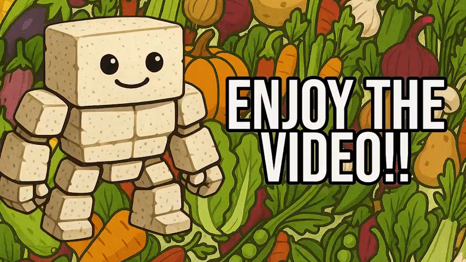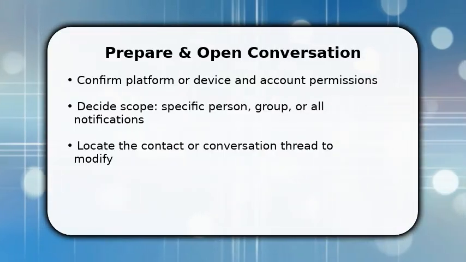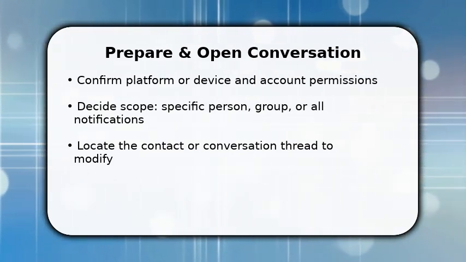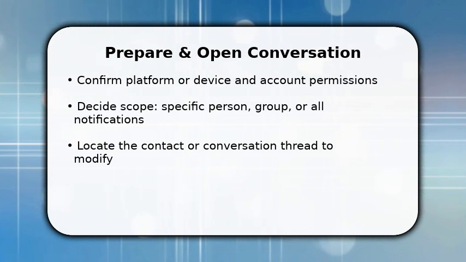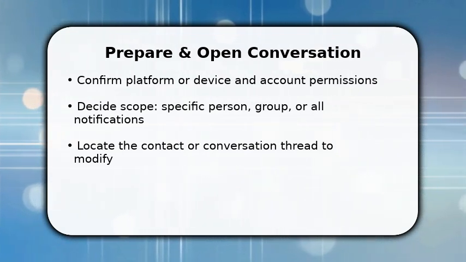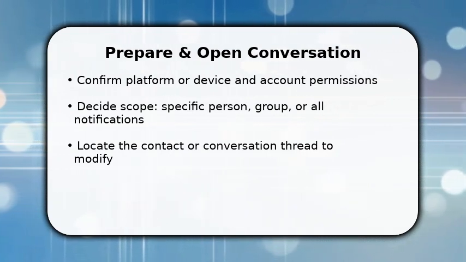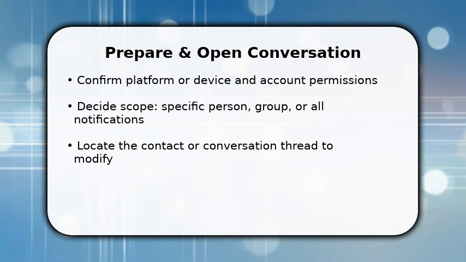Please enjoy the video. You start by choosing who will be silenced and why. That clarity determines the method. Open the app or device settings now and navigate directly to the conversation or contact. Once there, verify you have the right account and permissions so changes stick. You want to act fast.